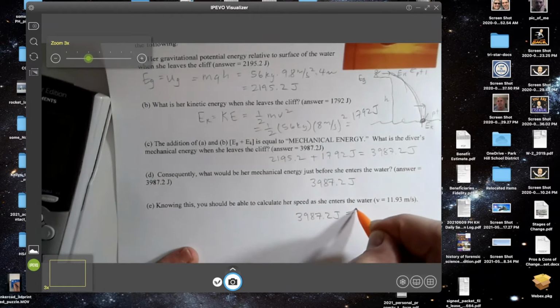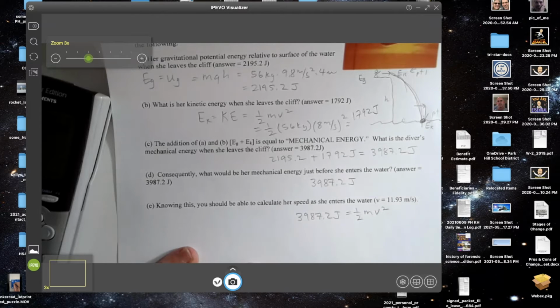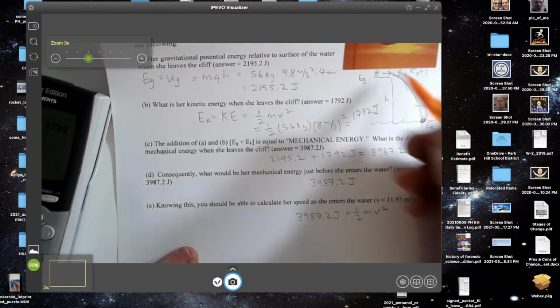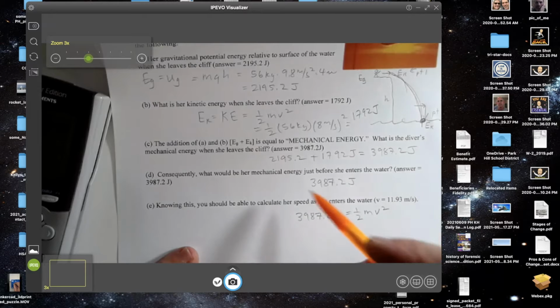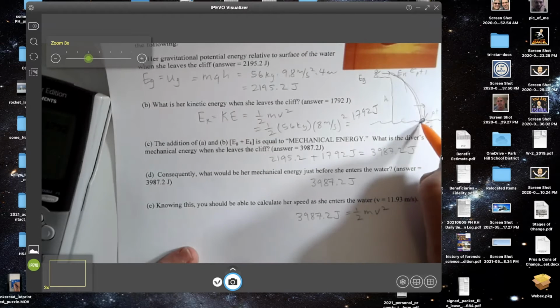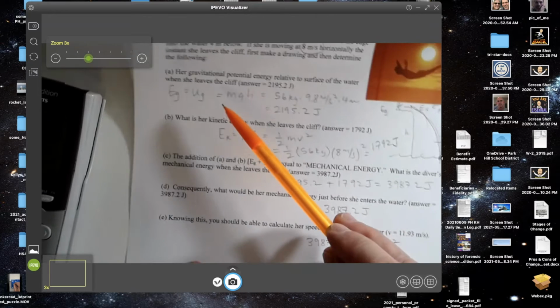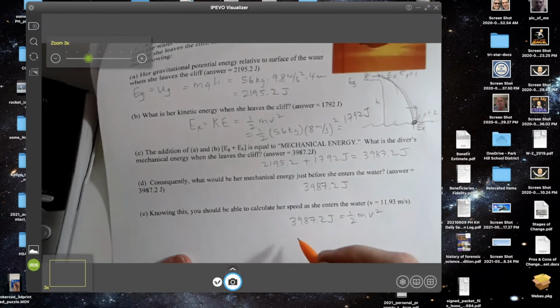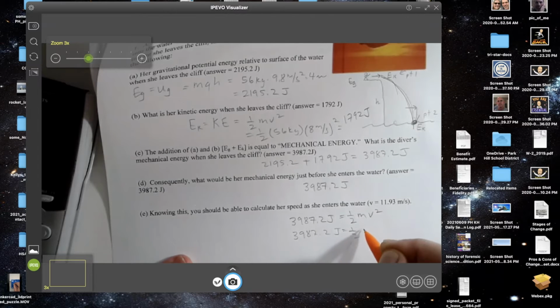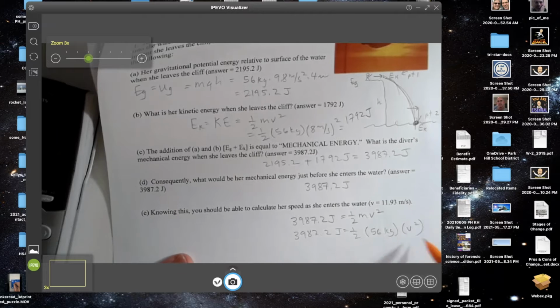And that's going to equal 1/2 mv squared. So energy, again, is conserved. This total mechanical energy is the same along her trajectory. At this point here, all she will have left is EK, because she is now at that reference point, and h would be 0 here. So 3987.2 joules equals 1/2 times her mass times the square of her velocity.